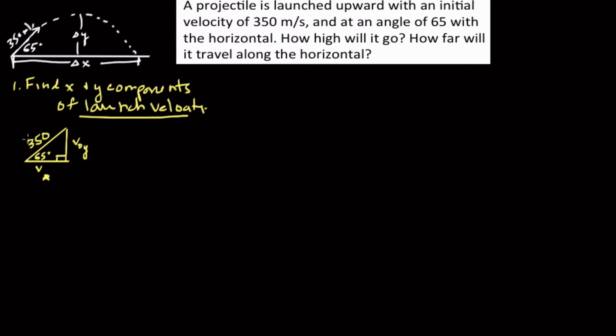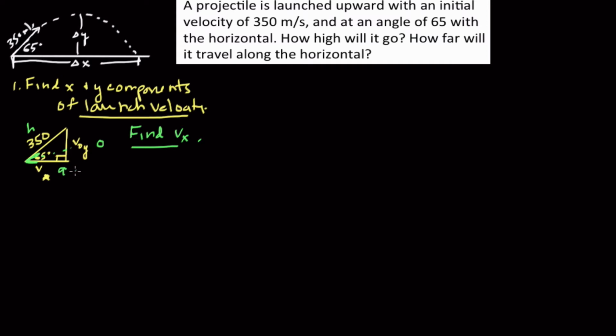Here I have theta is 65. I know that 350 is my hypotenuse relative to theta. If I go across from theta, I end up with initial velocity in the y direction. That's opposite. And here, this is adjacent. So let's first find the velocity in the x direction. It doesn't matter what we find first, but we'll find this first.